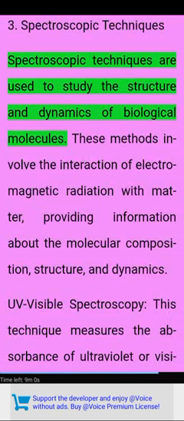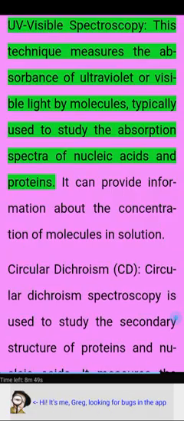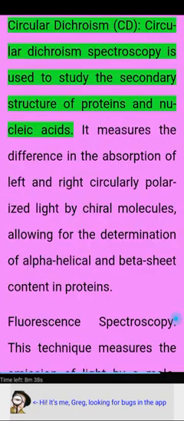Spectroscopic techniques are used to study the structure and dynamics of biological molecules. These methods involve the interaction of electromagnetic radiation with matter, providing information about the molecular composition, structure, and dynamics. UV-visible spectroscopy measures the absorbance of ultraviolet or visible light by molecules, typically used to study the absorption spectra of nucleic acids and proteins. It can provide information about the concentration of molecules in solution.